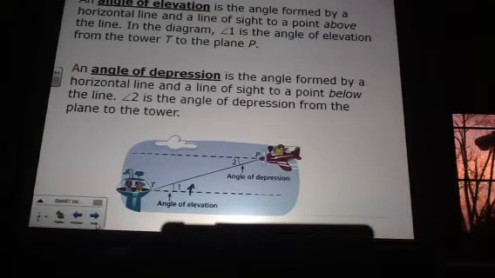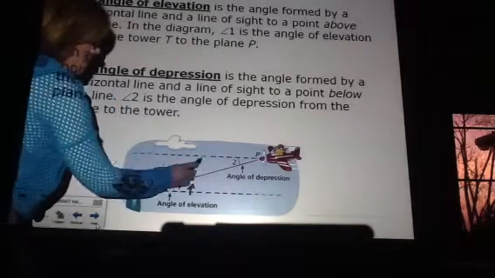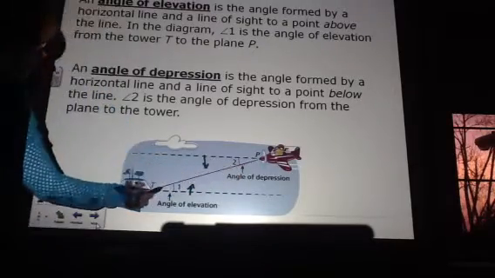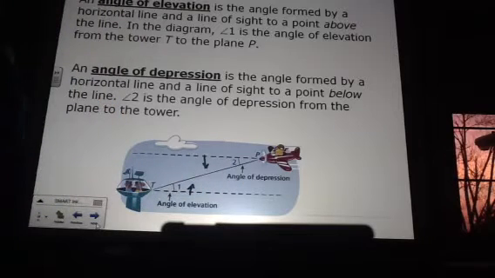Angle of depression is the angle formed by a horizontal line and a line of sight to a point below it. So here's your horizontal line. If you go down, you've got this segment right here, so it forms this angle right here. So that is, angle 2 is the angle of depression.